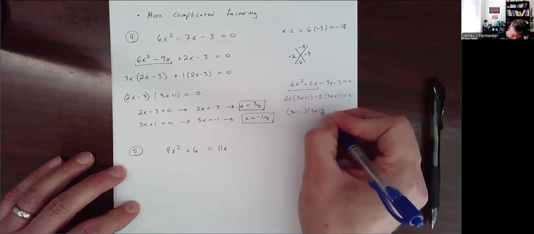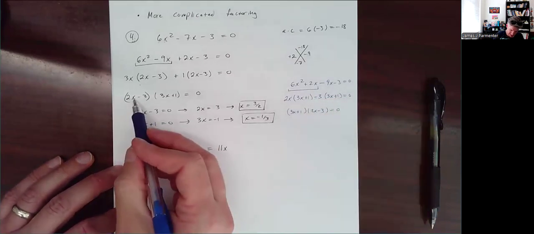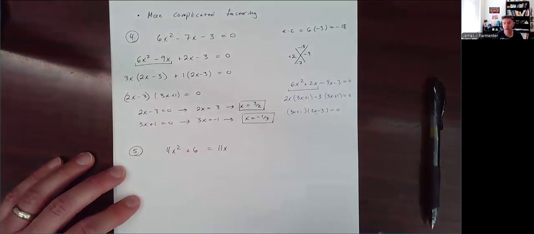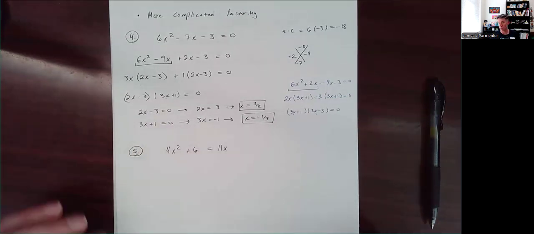And look, the factoring is the same. 2x minus 3 times 3x plus 1 is the same as 3x plus 1 times 2x minus 3. So either way you order those things, it'll work out just fine.